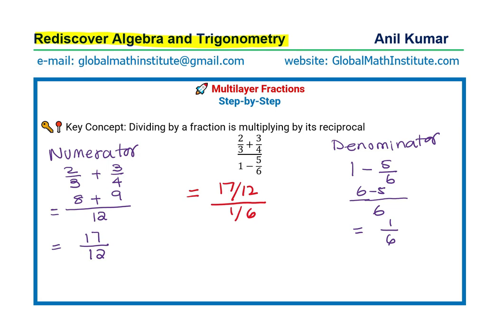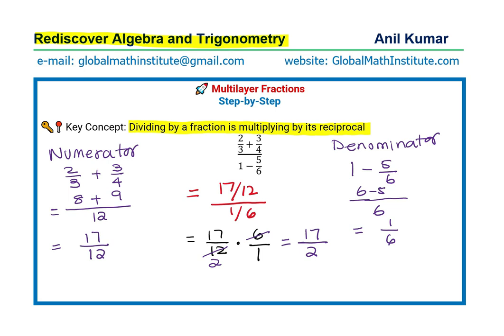Now, the key idea here is that dividing by a fraction is equivalent to multiplying by its reciprocal, right? So we have written it here. Dividing by a fraction is multiplying by its reciprocal. So we are dividing 17 over 12 by 1 over 6. So it could now be written as 17 over 12 times 6 over 1. Makes sense. You can simplify it. 6 goes 2 times. And so the result is 17 over 2.